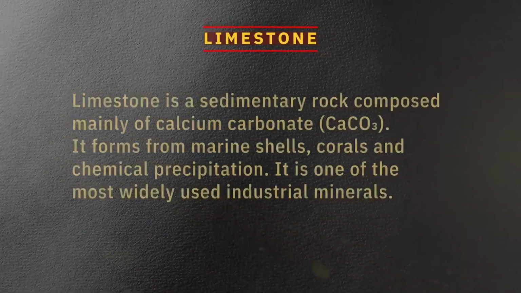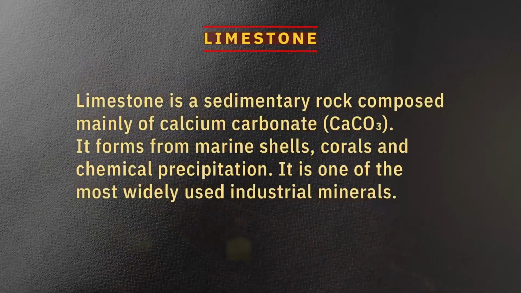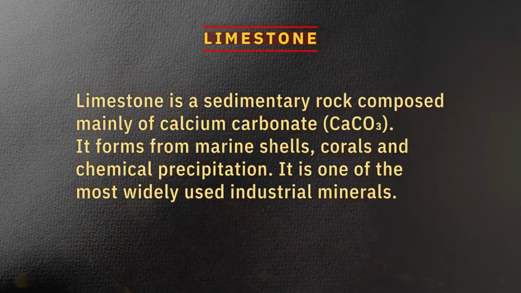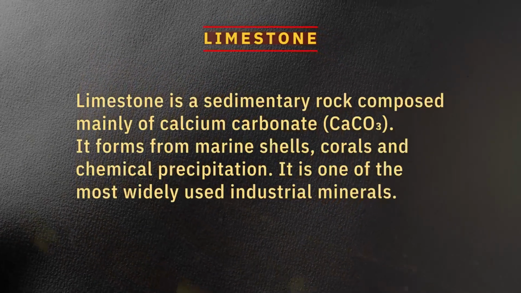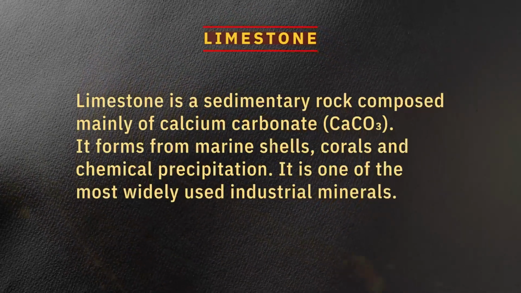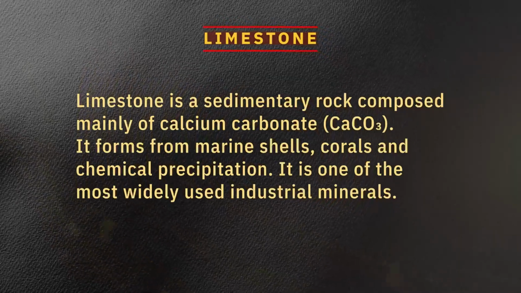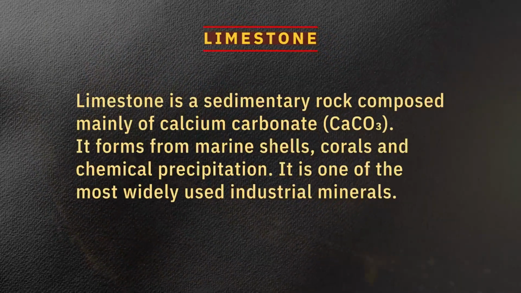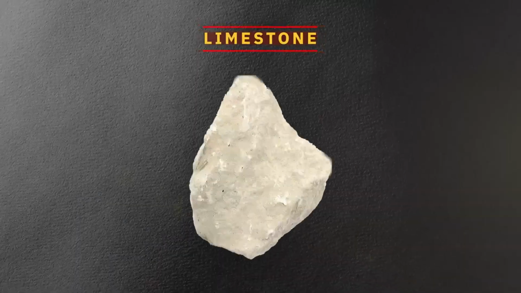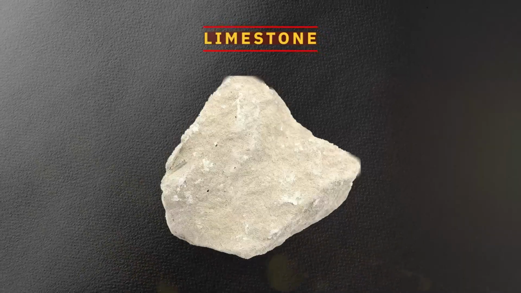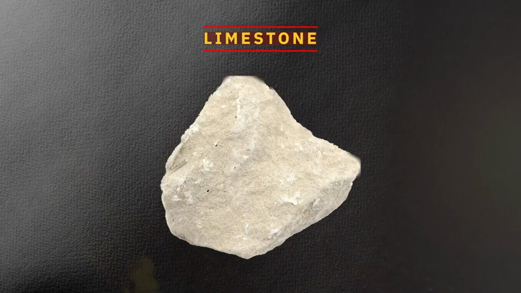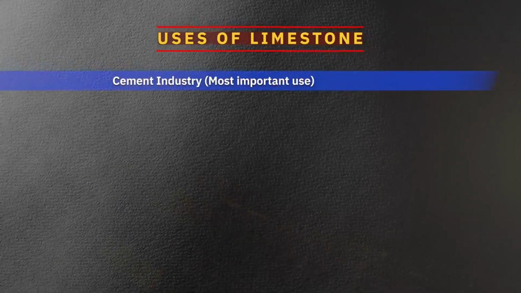See, limestone is a sedimentary rock composed mainly of calcium carbonate, and it forms from marine shells, corals and chemical precipitations. It is one of the most widely used industrial minerals. Now let's talk about the uses of limestone. Like mica, limestone also has a very wide range of uses. How? It is used as various types of building materials, and in the cement industry.